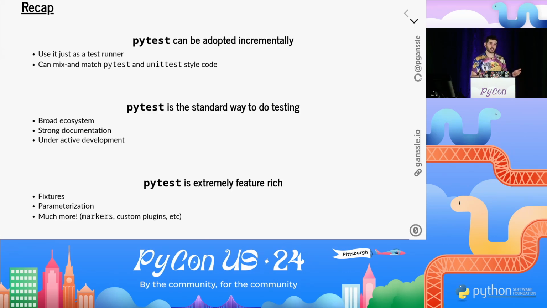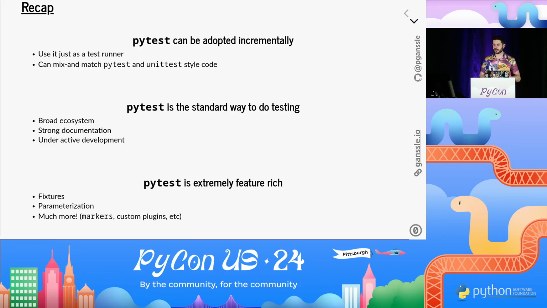Additionally, partially because of the active development and the ecosystem of people testing it and whatnot, pytest is extremely feature-rich, right? It has fixtures. I barely talked about the extent of what fixtures can do. Parameterization, again, I just gave a very brief overview. There's a ton more that goes into that. And then there's stuff I didn't even get to talk about, like how to write your own custom plugins. There's markers where you can add metadata to your tests.